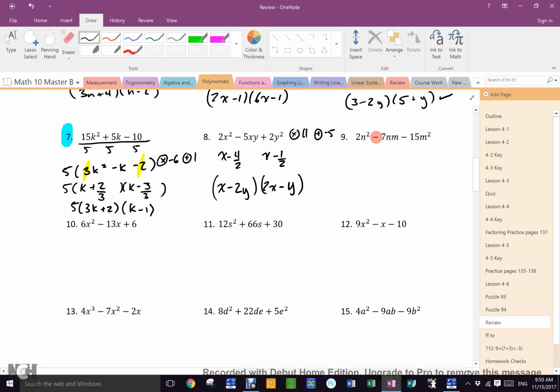Okay. All right, so 9 looks just like 8, yes? So I see I've got an n squared, so I know it's going to be n and n, but I also see an m squared, so I know it's going to be m and m. Oh, gotcha.